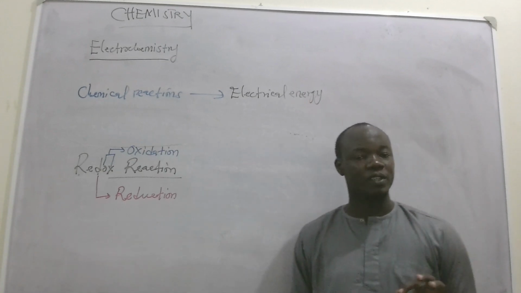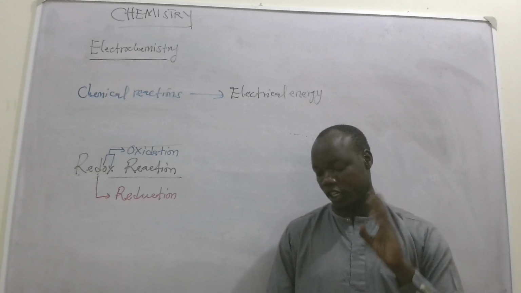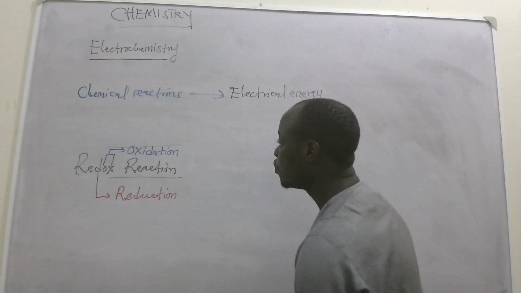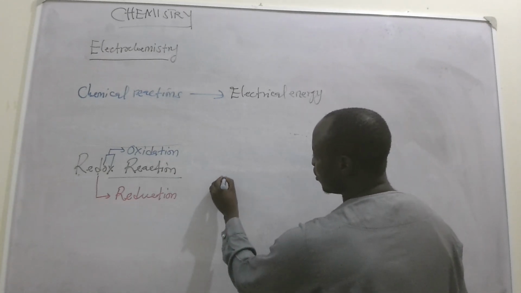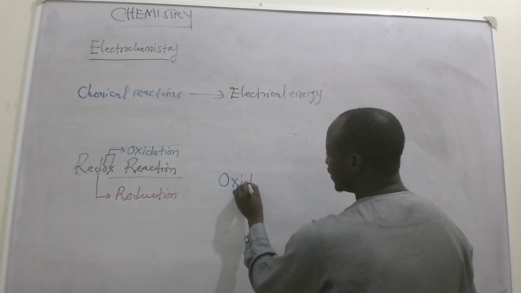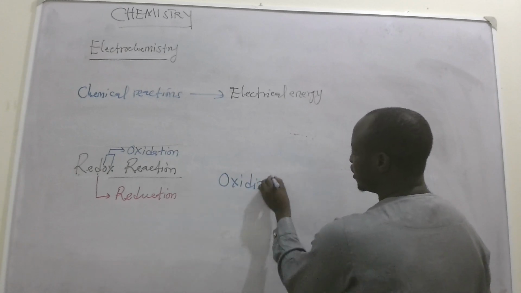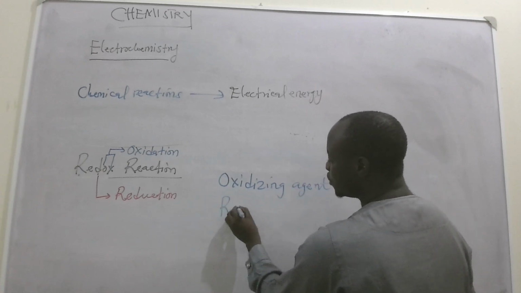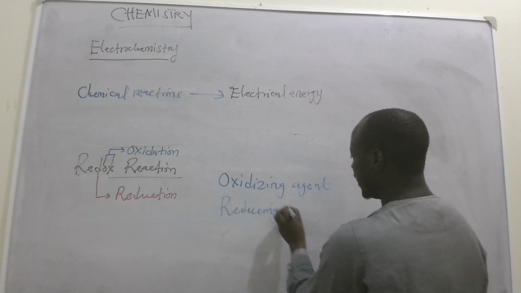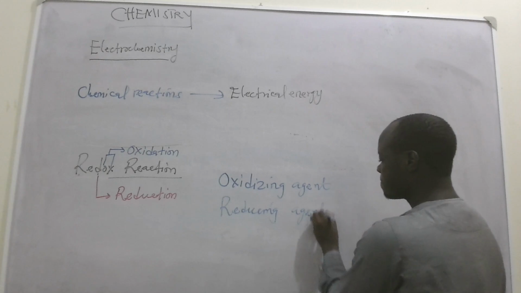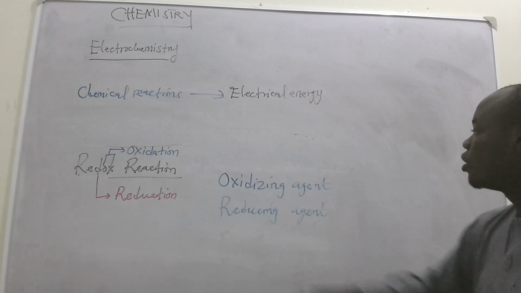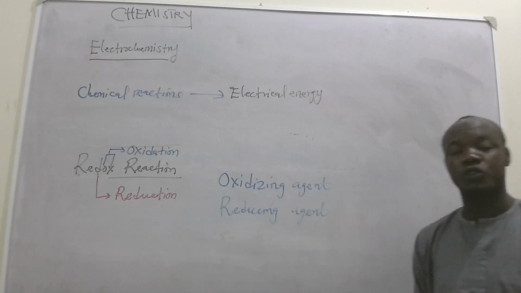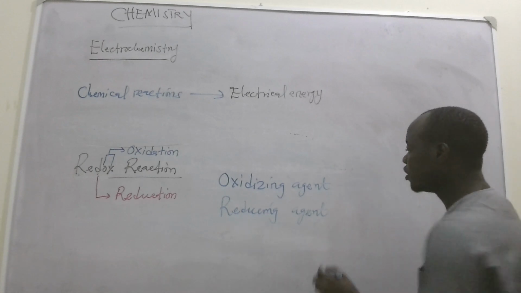So we also have what we call oxidizing agent and reducing agent. So let's look at how we can differentiate the two. So we have what we call oxidizing agent and reducing agent. So what is the difference between oxidizing agent and reducing agent?